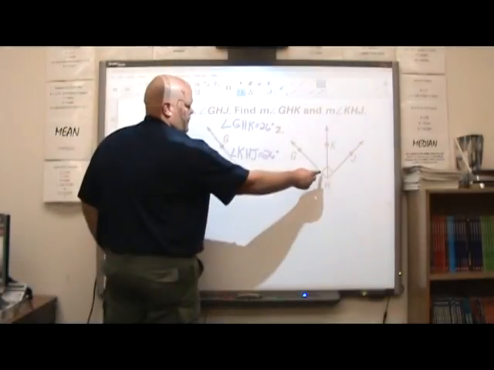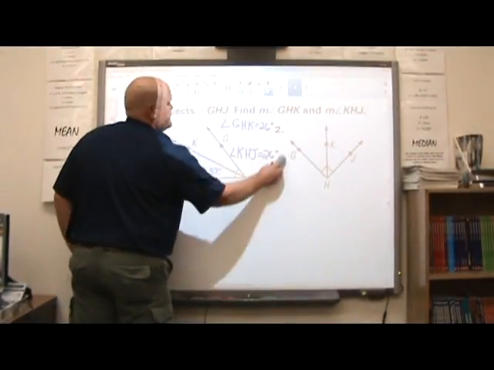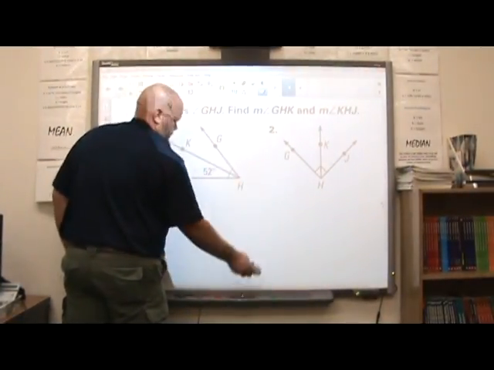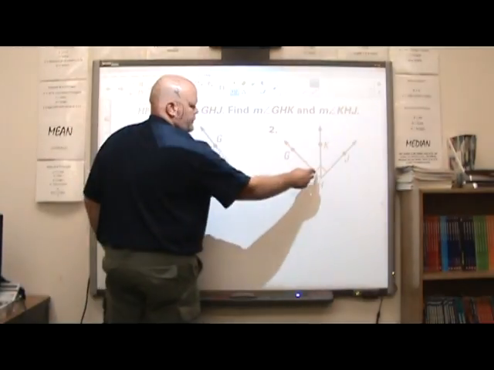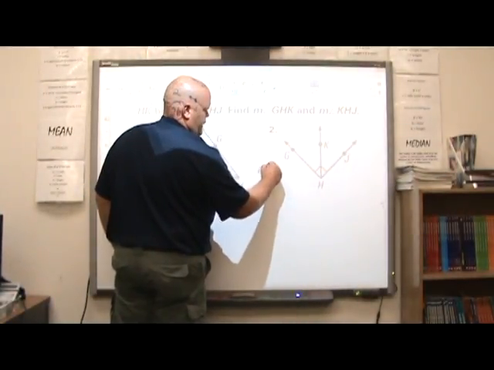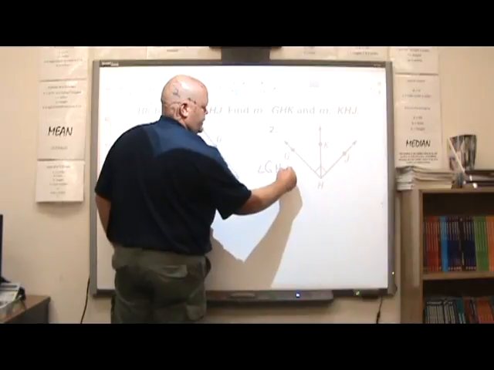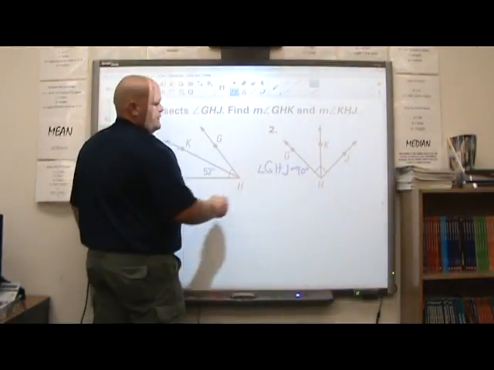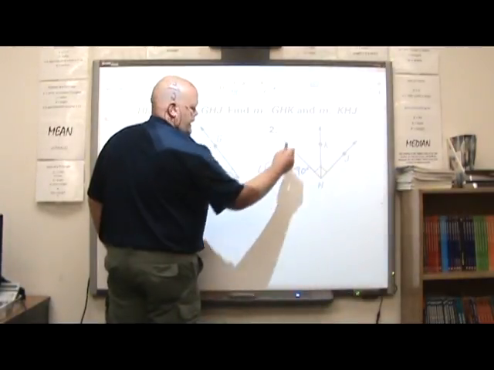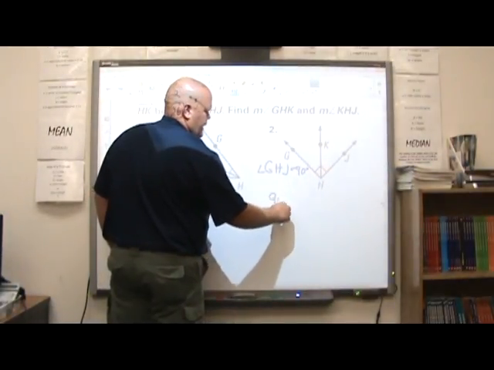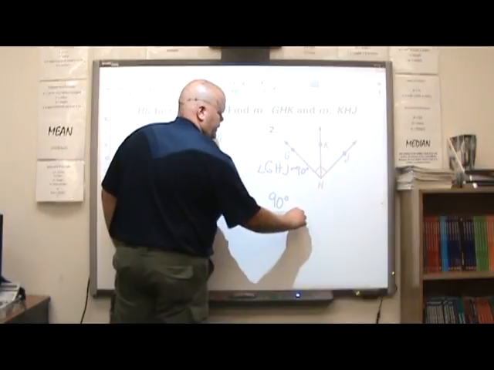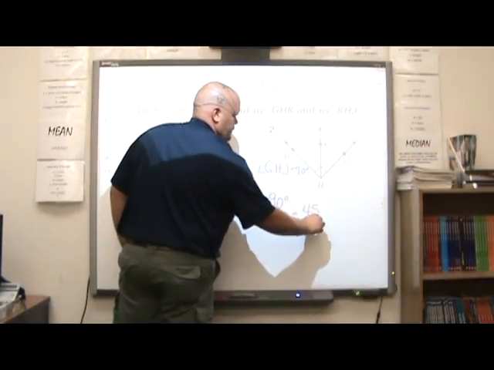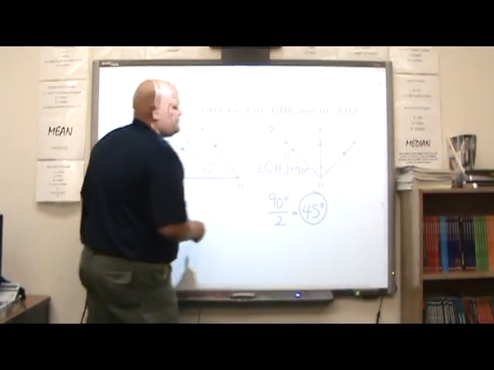Over here we see this marking means that the outer angle measures 90 degrees. So the measure of angle GHJ equals 90 degrees. We're trying to determine the bisector, ray HK. So we take our 90 degrees and divide by 2, and each angle measures 45 degrees.